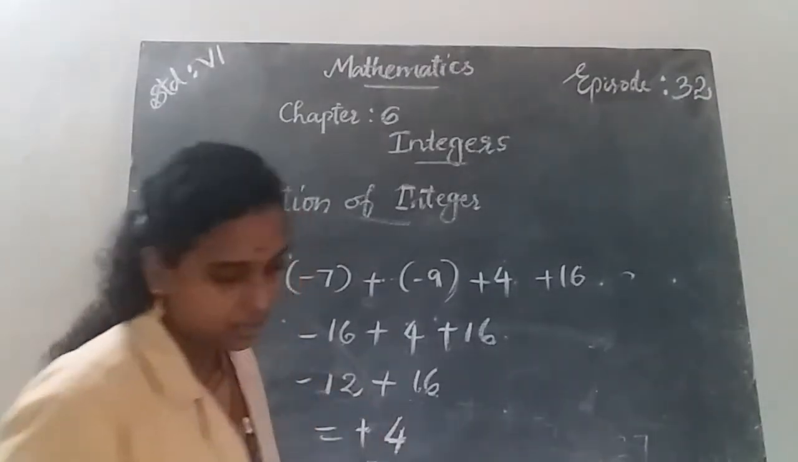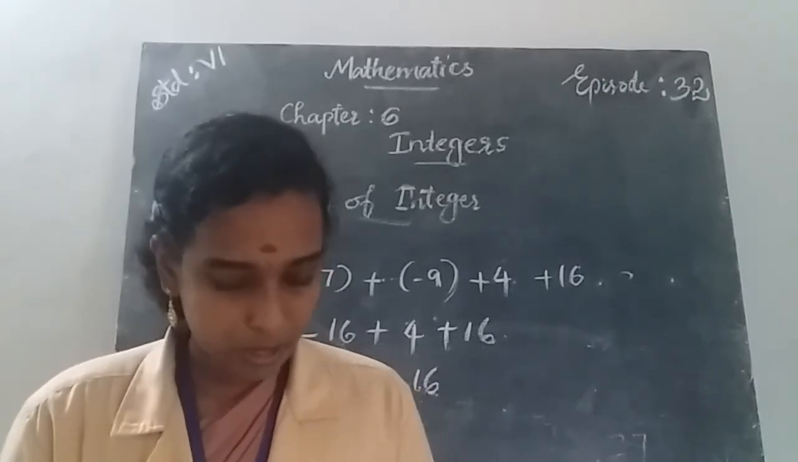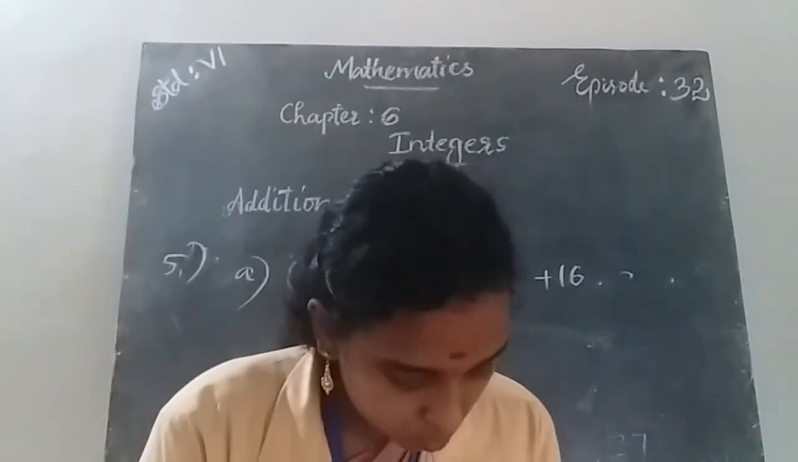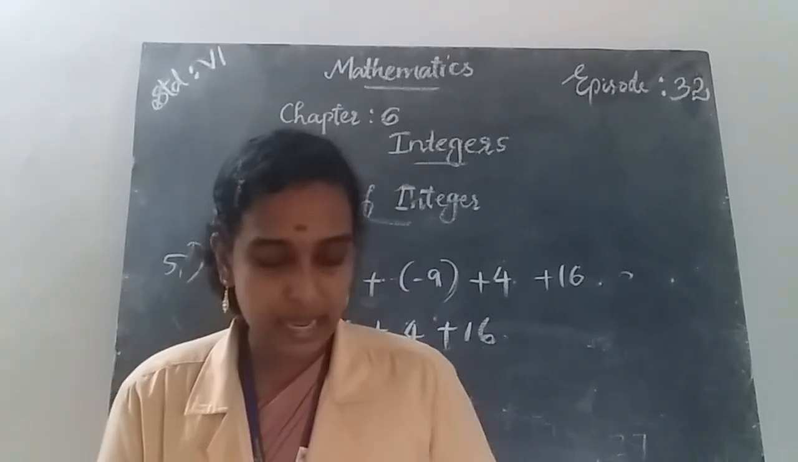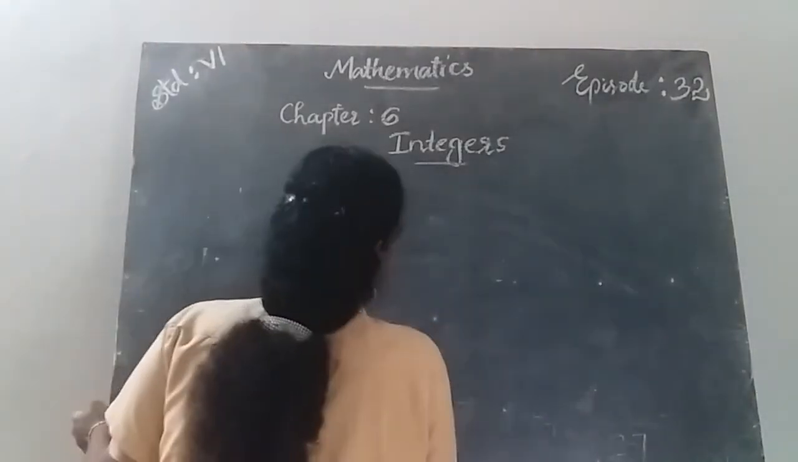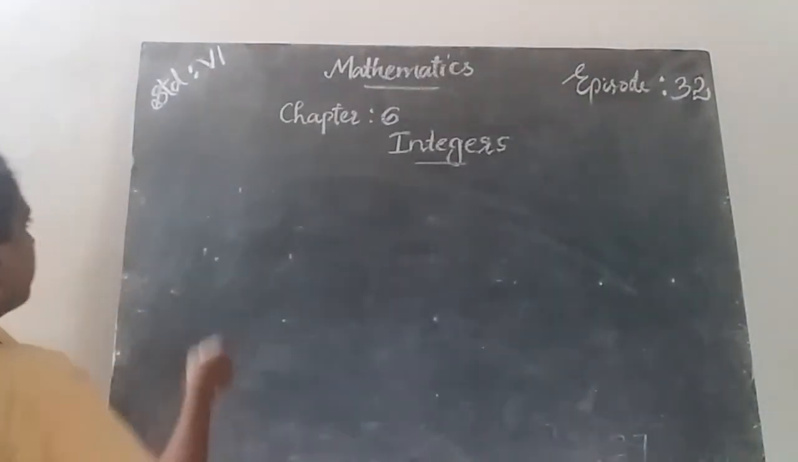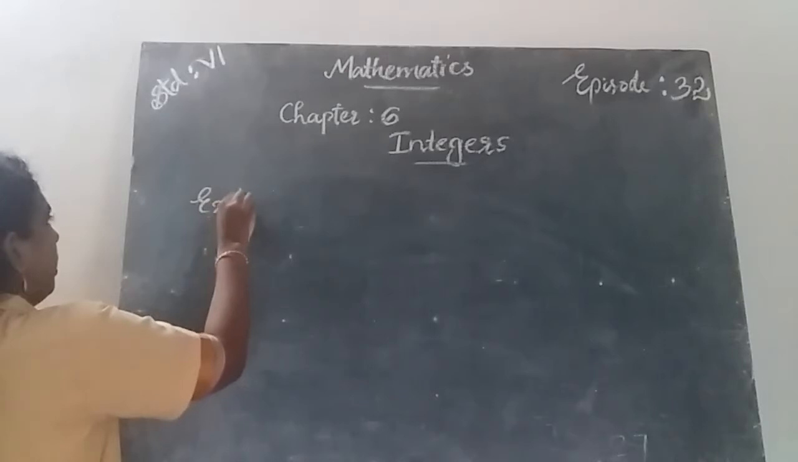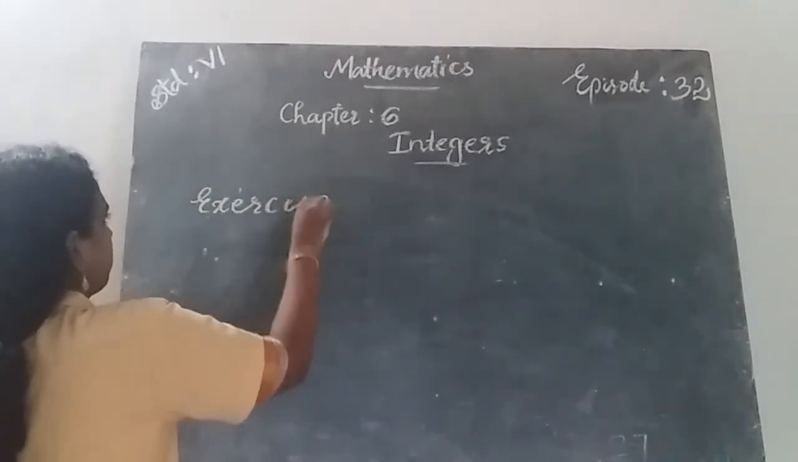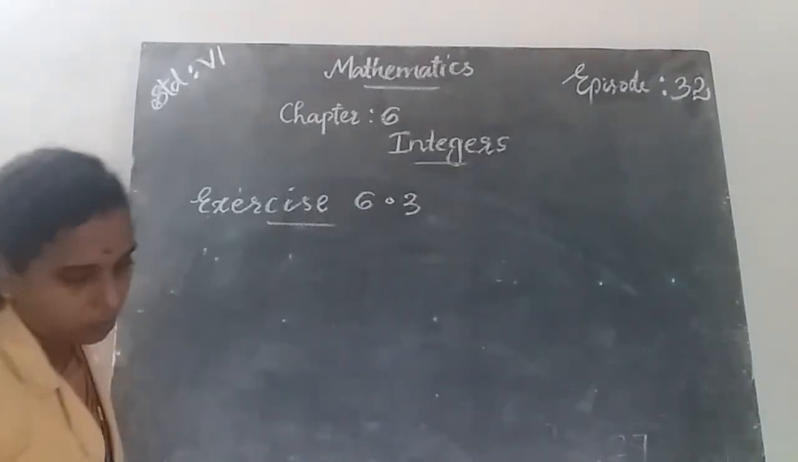So like this, question number B in exercise 5, the fifth question is your homework. Okay, then we are moving to our next exercise, that is exercise 6.3. So it is also based on addition.